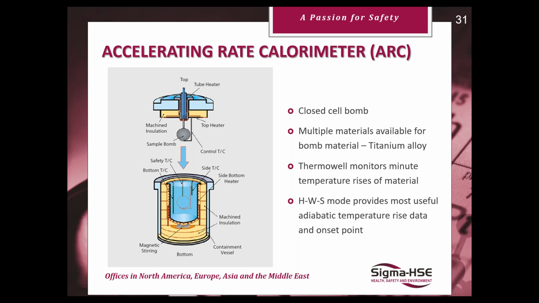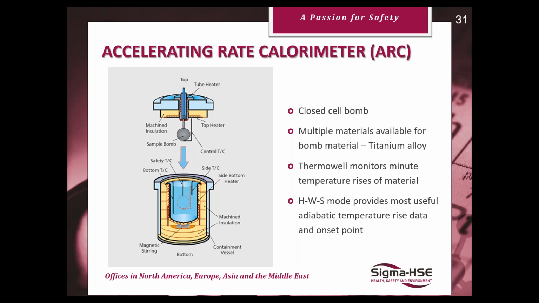So it has a closed cell bomb, as I mentioned before, and we have a few different materials that can be made out of, depending on the chemical compatibility with the sample. So we can have titanium alloy, steel, or Hastelloy. Like Ollie said, slightly larger phi factor, but still a good test to represent and simulate adiabatic conditions. The ARC only has a small headspace, which would just be equal to the volume left over after you add the sample.